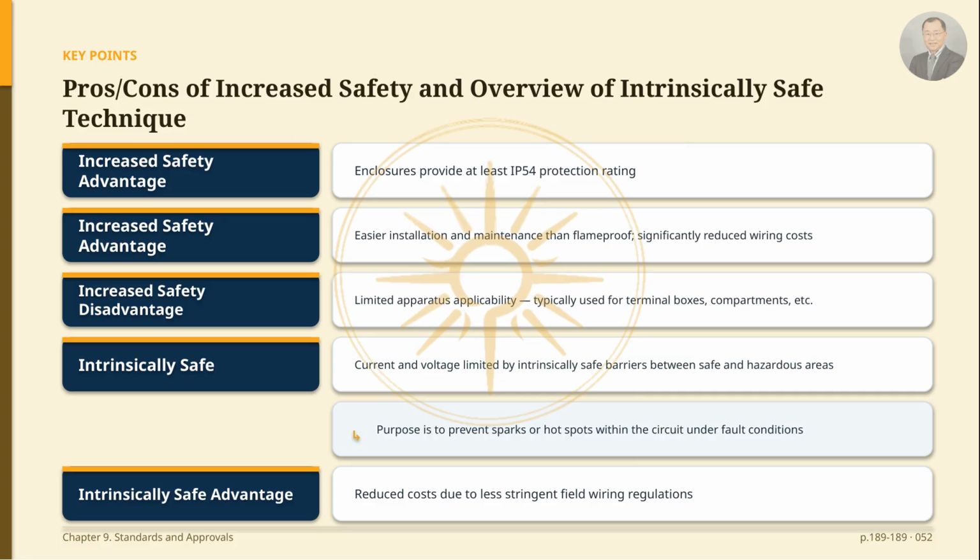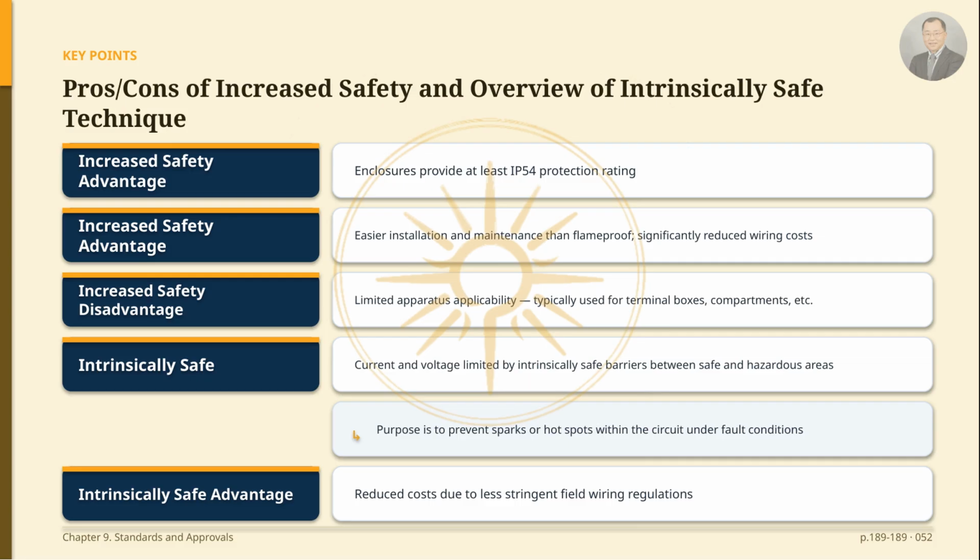First, increased safety enclosures provide at least IP54 enclosure protection. Second, installation and maintenance are easier compared to the flameproof method. Third, wiring costs can be significantly reduced compared to flameproof installations. However, there are disadvantages. This technique is limited in the apparatus for which it may be used, and is normally limited to devices such as terminal boxes and compartments.